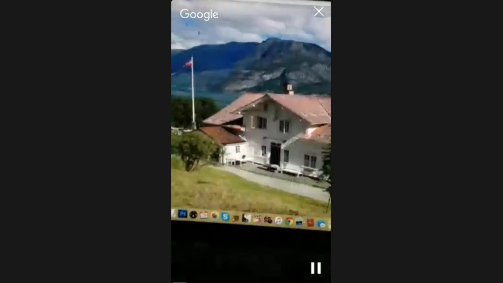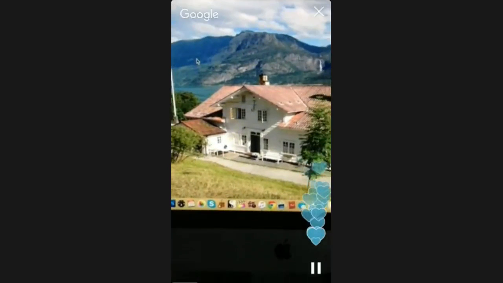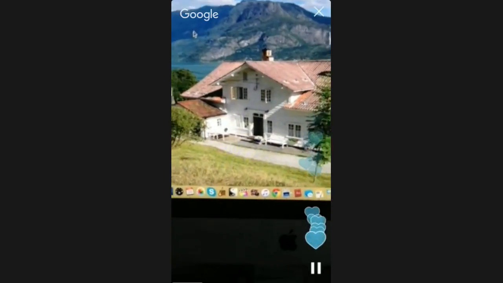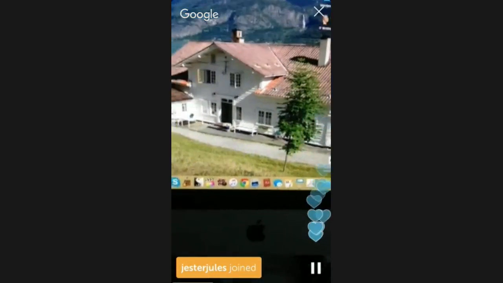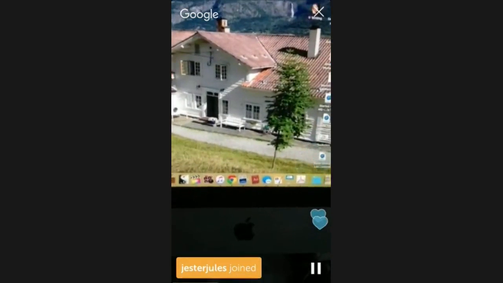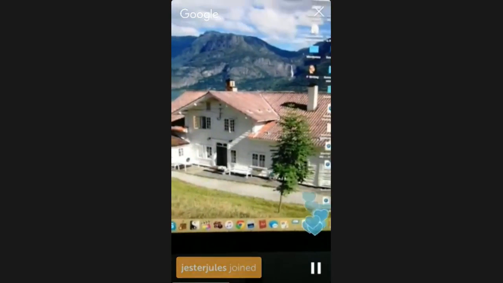And so if I like this, I'm going to tap the screen and look at this. That's me making those little hearts coming up. All you have to do is tap the screen over in the right-hand corner, anywhere on the screen, and you can see Jester Jules just joined. So I'm going to tap, tap, tap. Oh, I just did that. Tap, tap, tap, tap, and that gives me little hearts.